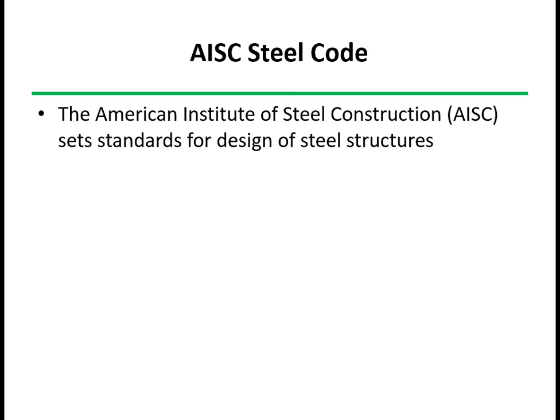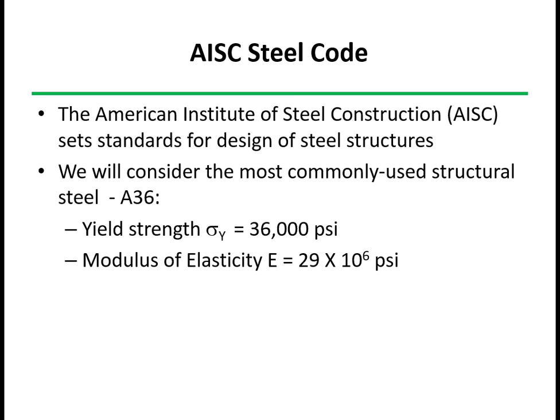The AISC is the American Institute of Steel Construction. They publish a handbook that is the guidelines for designing steel structures. And the steel that we're going to look at, the most commonly used structural steel, has a yield strength of 36,000 psi and a modulus of 29 million psi, and that's A36 steel.